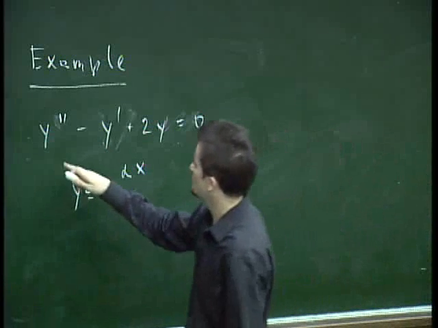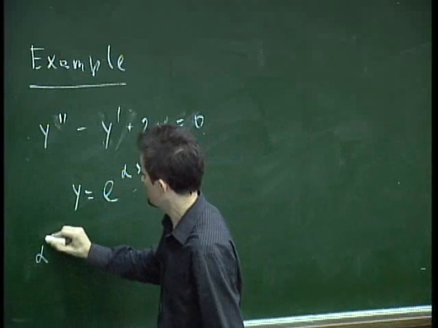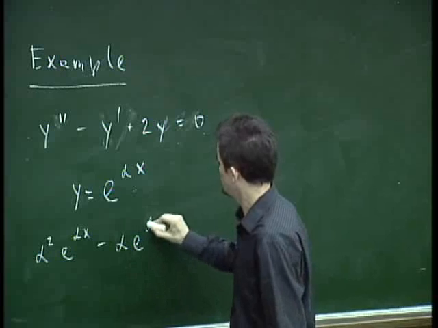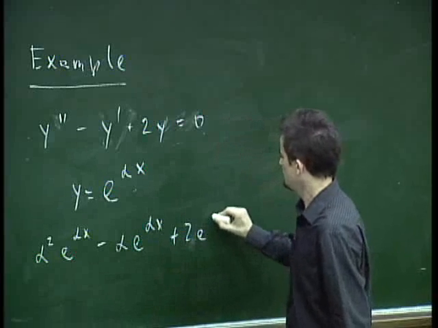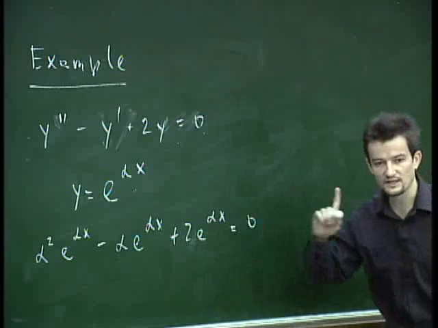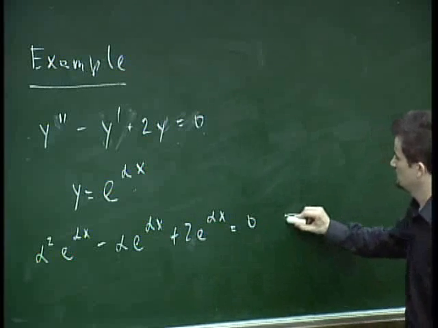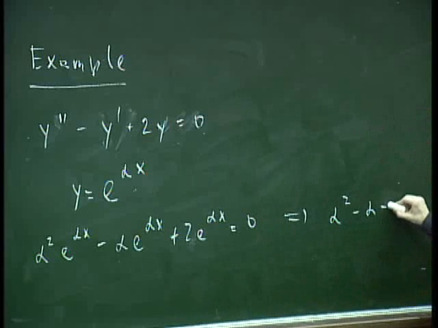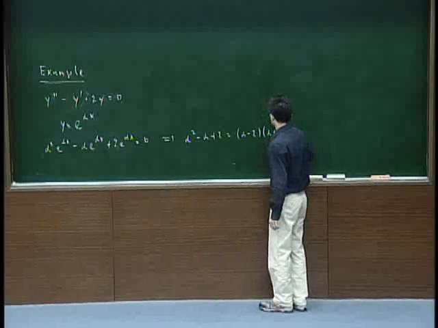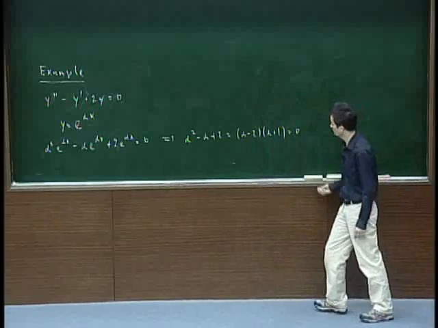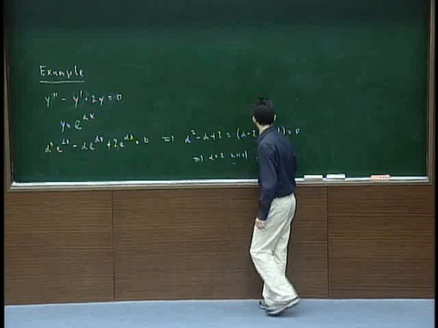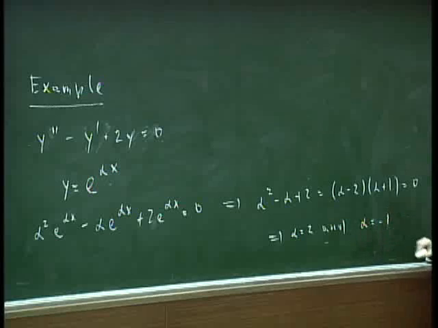Okay, so you see that if you plug this in here, you have alpha square e to the alpha x minus alpha e to the alpha x plus 2 e to the alpha x is equal to 0. But e to the alpha x is always larger than 0, so we can cancel it. And we get alpha square minus alpha plus 2, which is alpha minus 2 times alpha plus 1 is equal to 0. Okay, so we get here two solutions. Alpha is equal to 2, and alpha is equal to minus 1.